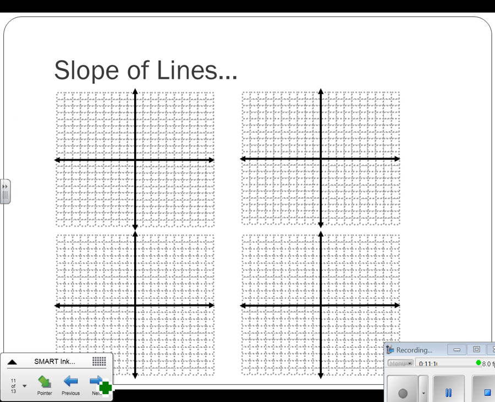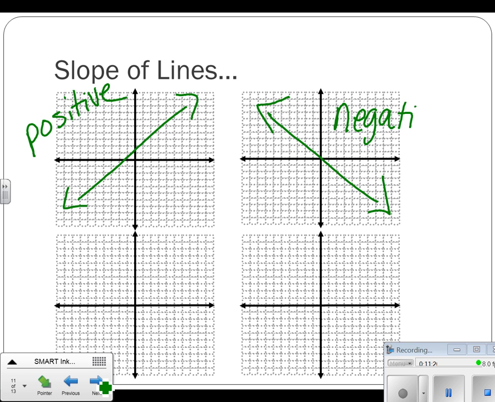So, just a quick sketch of all the different slopes. If it's going upward from left to right, this is positive. If it's going down from left to right, this is a negative slope. If it is a vertical line, these are just sketches, it's not perfect, this would be undefined. And if it's a horizontal line, you're always going to have a slope of 0.